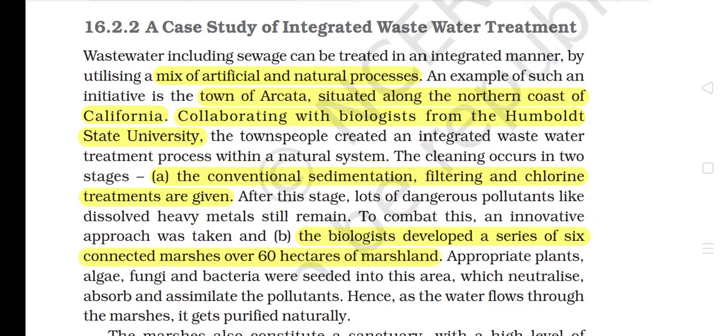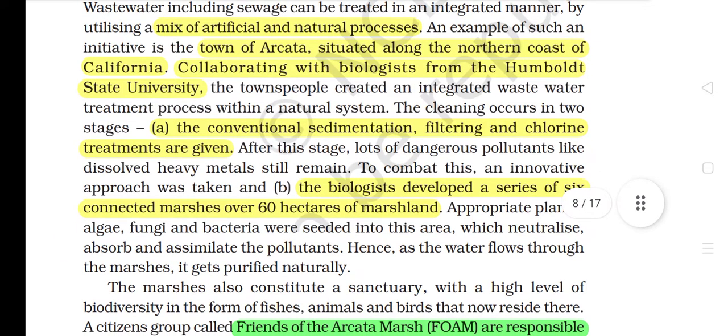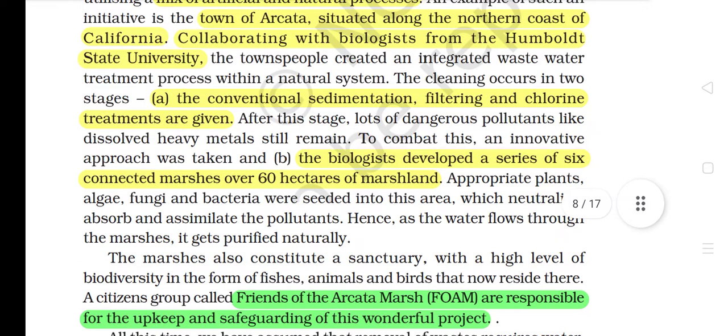Collaborating with biologists from Humboldt State University, the townspeople created an integrated wastewater treatment process within a natural system. The cleaning occurs in two stages. A. The conventional sedimentation, filtering, and chlorine treatments are given. After this stage, lots of dangerous pollutants like dissolved heavy metals still remain. To combat this, an innovative approach was taken, and B.